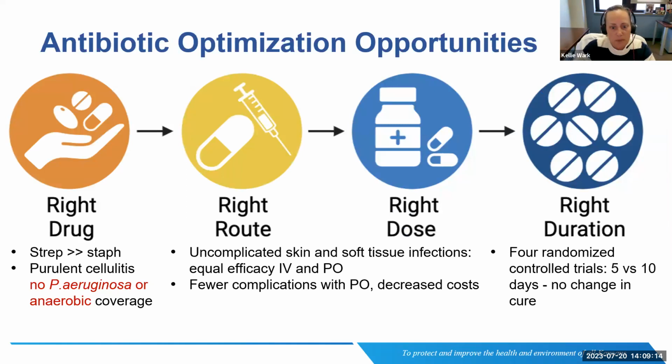So, antibiotic optimization opportunities. This is with any infection, but certainly we could focus on making sure that we're getting the right drug, the right route, the right dose, but also the right duration. So there have been at least four randomized controlled trials looking at skin infections where they found that 5 versus 10 days, there was no change in cure.